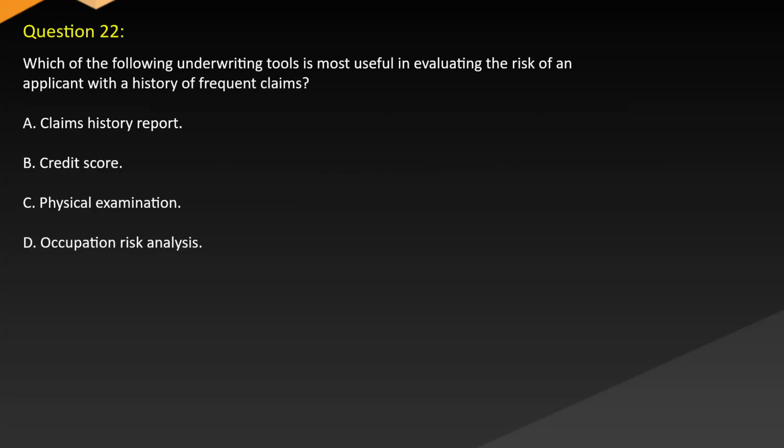Question 22. Which of the following underwriting tools is most useful in evaluating the risk of an applicant with a history of frequent claims? A. Claims history report. B. Credit score. C. Physical examination. D. Occupation risk analysis.